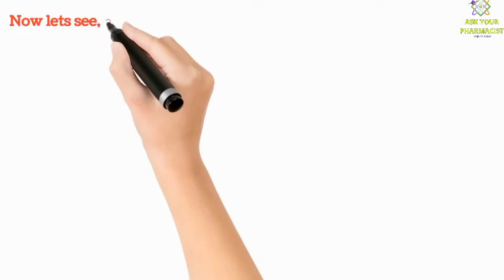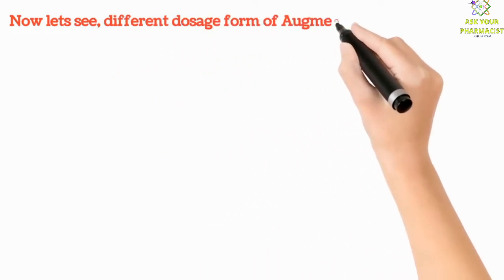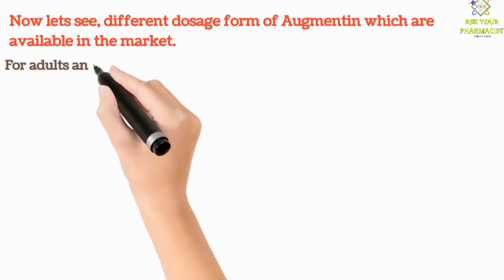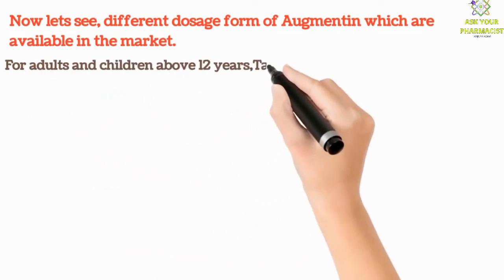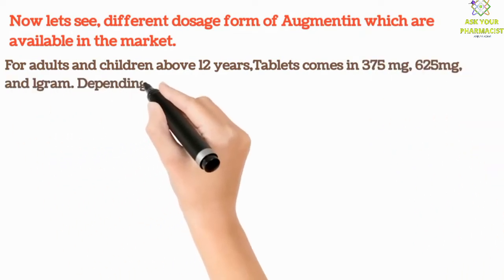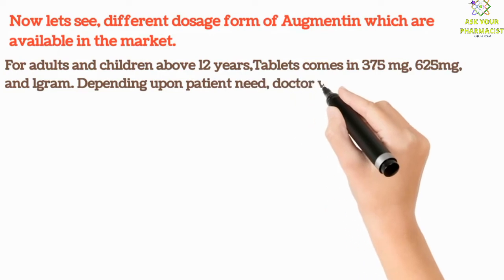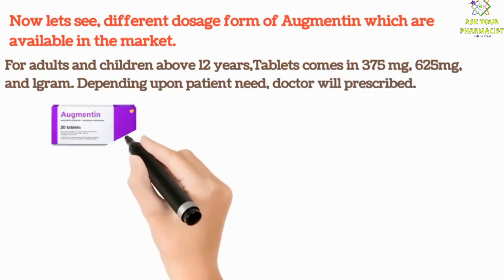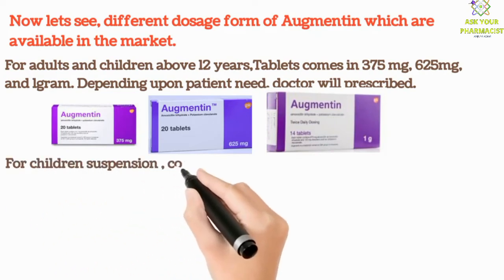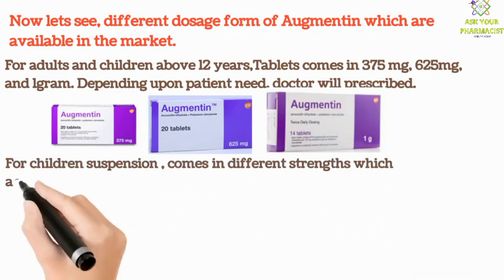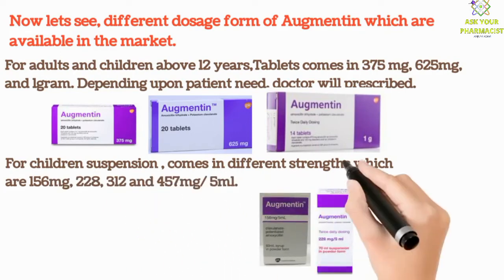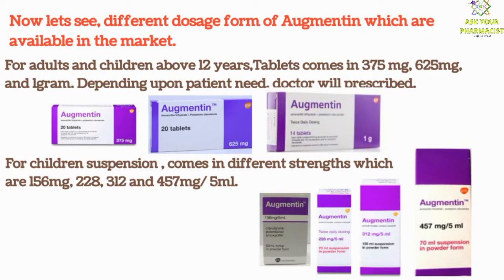Now let's see the different dosage forms of Augmentin, which are available in the market. For adults and children above 12 years, tablets come in 375, 625 milligrams, and 1 gram. Depending upon the patient's need, the doctor will prescribe. For children, suspension comes in different strengths, which are 156, 228, 312, and 457 milligrams per 5 milliliters.